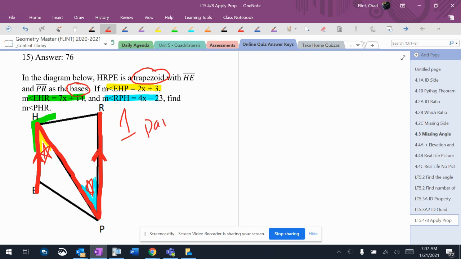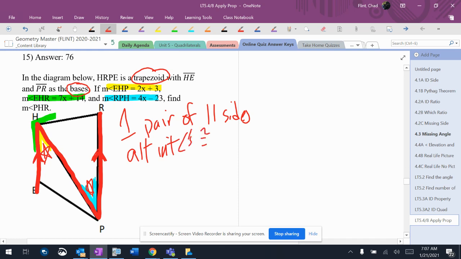So there's one pair of parallel sides. And in this picture, that gives me alternate interior angles. So alternate interior angles are congruent. Remember, there's other kinds of angles. It's just that alternate interior are the most common ones a lot of times. And that means that yellow equals blue.